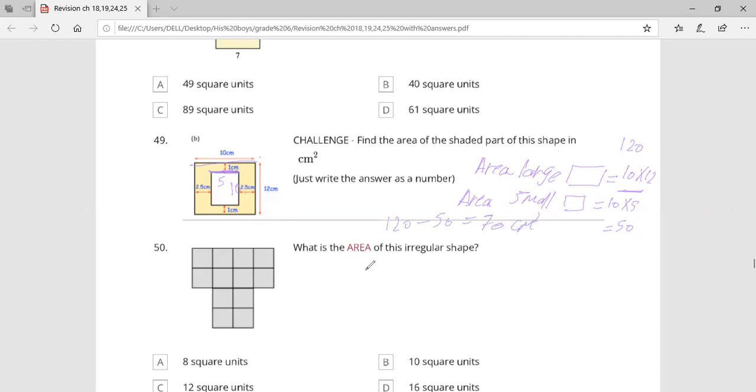Here is the area of a regular shape. Again, it's easy. 1, 2, 3, 4, 5, 6, 7, 8, 9, 10, 11, 12. It is 12 square units like this. Okay, the next one.